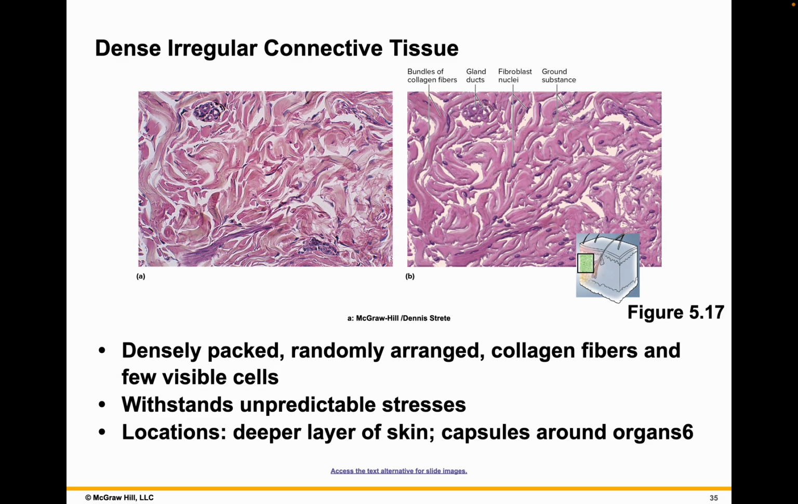Dense irregular is densely packed, randomly arranged collagen fibers with very few visible cells. And it's good for withstanding unpredictable stresses. So we find it in places like the deep layer of the skin and capsules around organs, where you can't always predict where the stresses will come from, what direction.